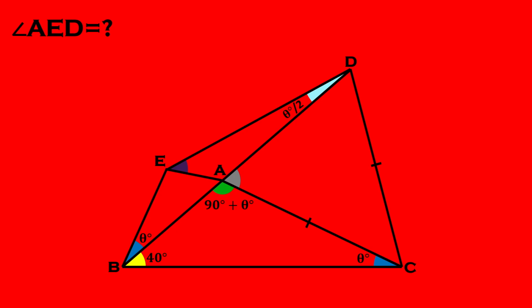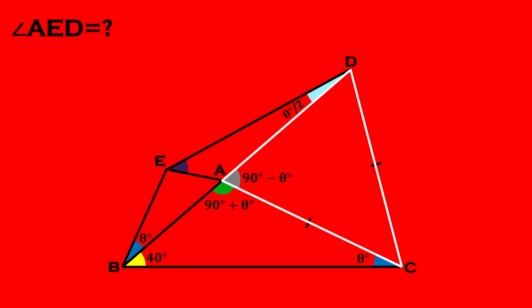If we notice, the gray and the green angles are supplementary. Therefore, the gray angle can be calculated to be 90 minus theta degrees. Focusing on the white triangle, we can see that it's isosceles. Therefore, the two base angles are equal. And because the sum of the interior angles of this triangle is 180 degrees, we can calculate the remaining angle to be 2 times theta.